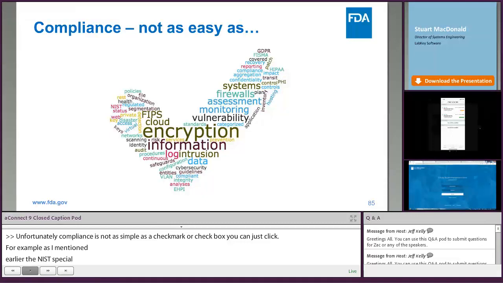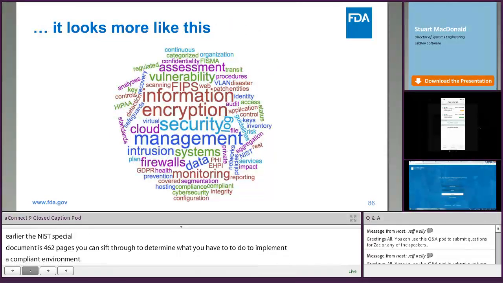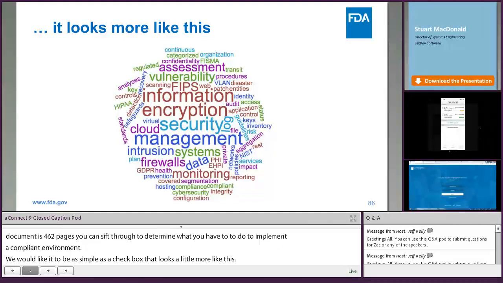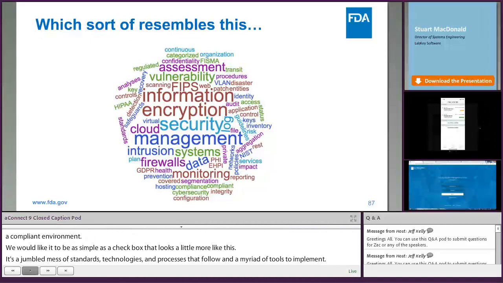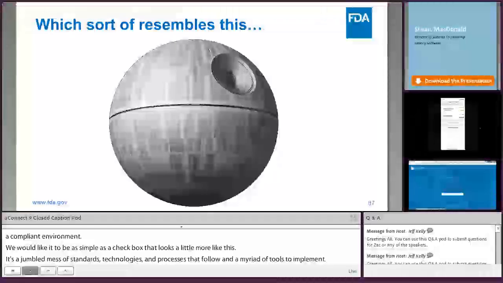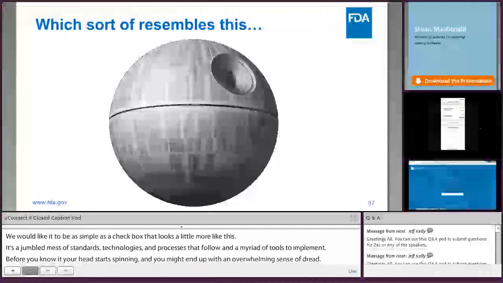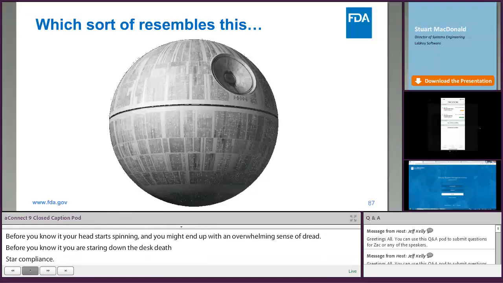So while we would like it to be as simple as a checkbox, unfortunately, it looks a little bit more like this, which is a jumbled mess of standards, technologies, and processes to follow, and a myriad of tools to implement. And before you know it, your head starts spinning, and you might end up with an overwhelming sense of dread. And before you know it, you're staring down the Death Star of compliance. And so those are just the things that you need to consider before you even look at the application. So let's take a look at the application and some of the things that we need to consider as well.